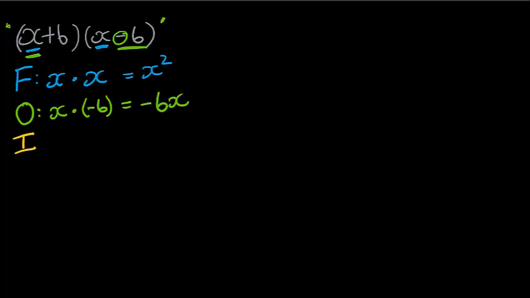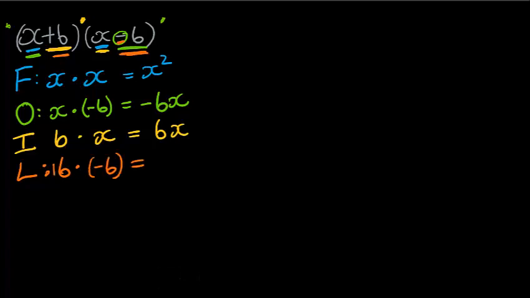I in FOIL stands for inner. So this is the inner side. On the inner side here, I have plus 6. And on the inner side here, I have X. So that gives me positive 6x, and L stands for last. So my first bracket, the last one is positive 6, and in my second bracket, the last one is negative 6. So plus times minus is minus, 6 times 6 is 36.